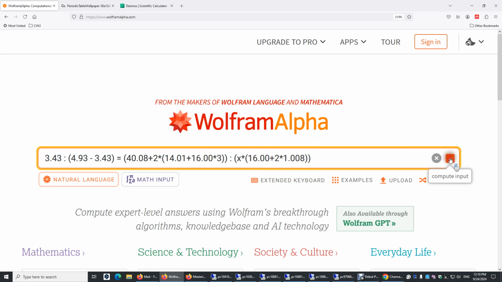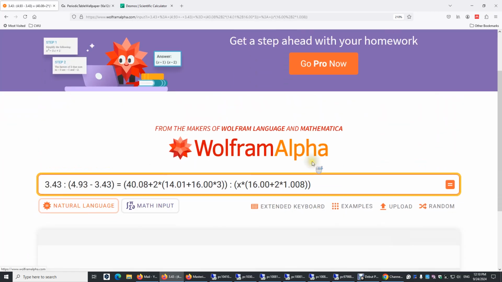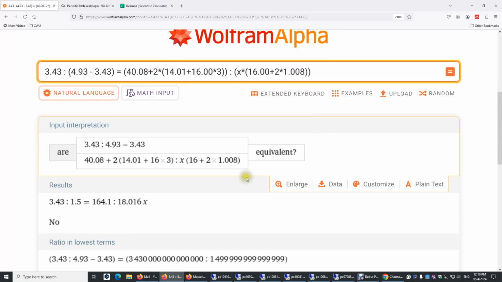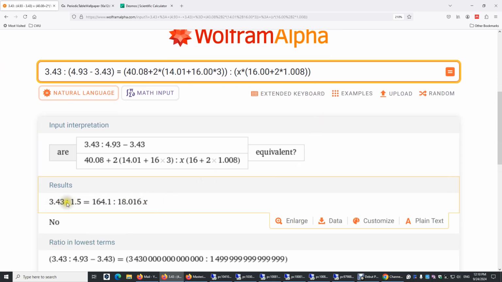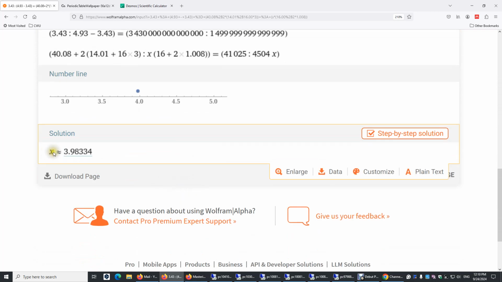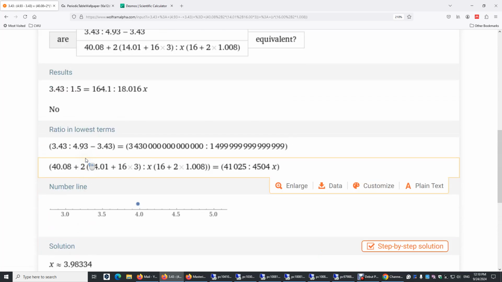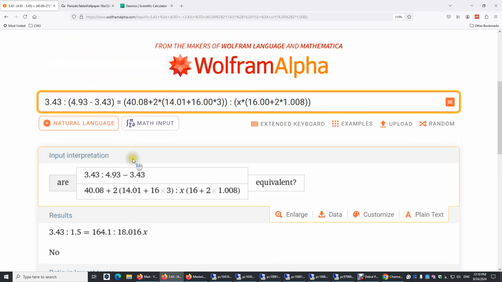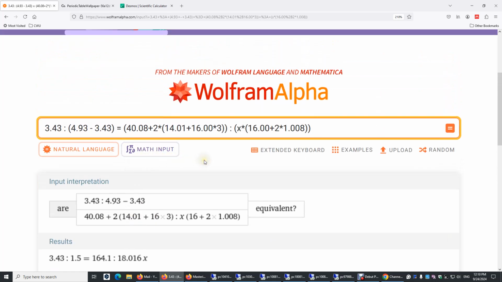Now let's do the calculation. So we got the ratio here, and we get X is 3.98. We will round this up to 4. How do you solve this by hand, or how do you solve this with a calculator? Well, you can simply calculate this and then do a division.